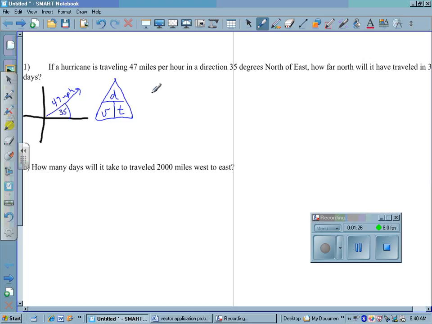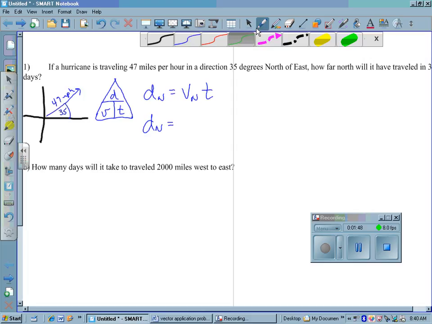So I'm going to rewrite this formula. I'm looking to figure out how far north, so I'm going to put distance in the north direction is going to be equal to the velocity in the north direction times the time. Now, time doesn't have any direction as of yet, so we'll just put down time like that. So if I want to find the distance in the north direction, the first thing I've got to figure out is how fast this hurricane is moving just in the north direction. Well, if you notice the vector I drew here, I divided that resultant, the 47, into its vertical and horizontal components. And so the velocity in the north direction is this opposite side of the right triangle right here.